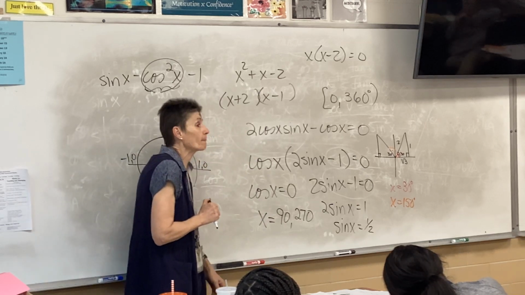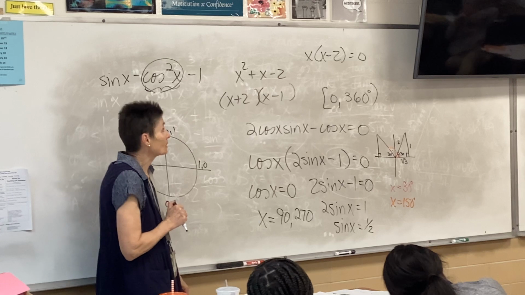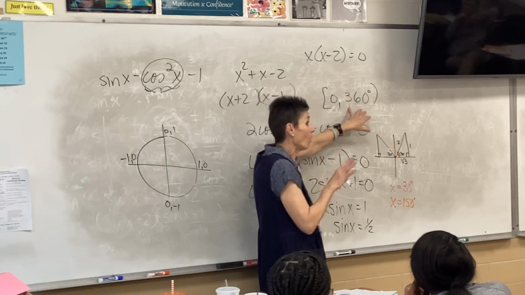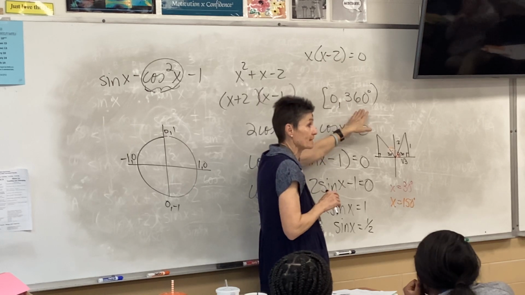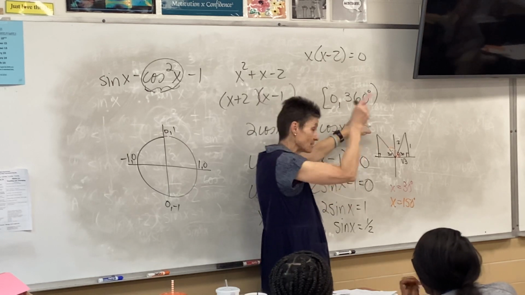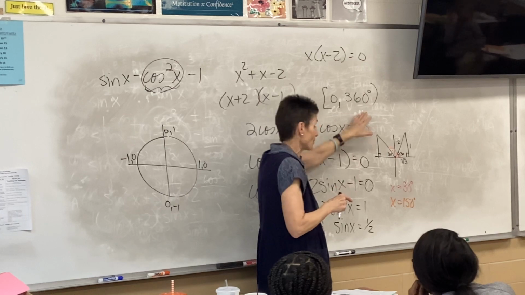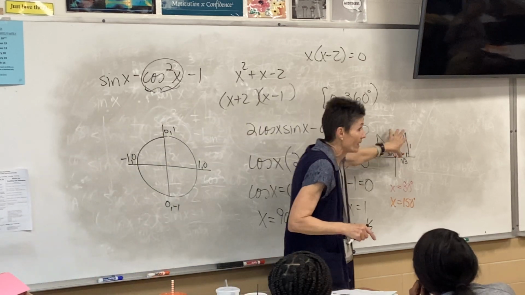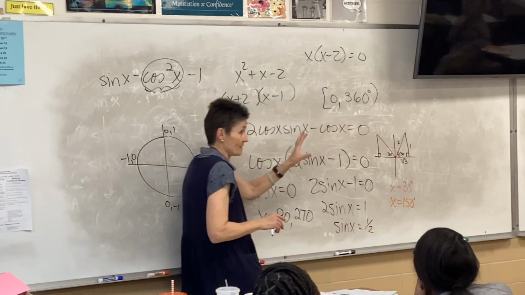So why was the 0 and 360 there? This tells me I want to know all my answers between 0 and 360. Oh, so those are the boundaries. That's all the way around the circle. Okay. So that's why I looked all the way around the circle, to get all of the answers.